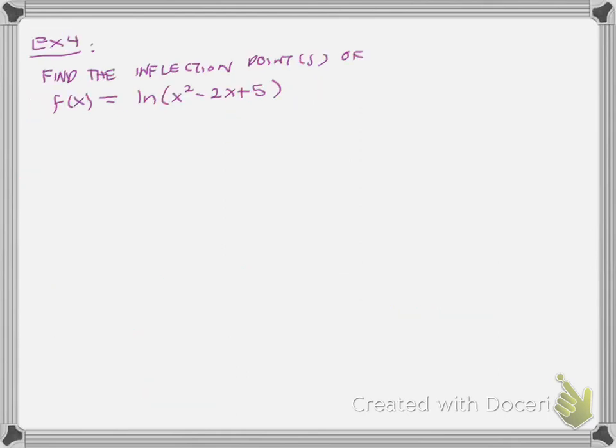Okay, now let's look at example 4. So find the inflection point or points of f of x equals x squared minus 2x plus 5. The first thing we need to do is find the domain of our function. And this one isn't as straightforward. Okay, so x squared minus 2x plus 5. We want to know when that's greater than 0. Now, remember, for any nonlinear inequality, you have to do a sign chart to solve for it.